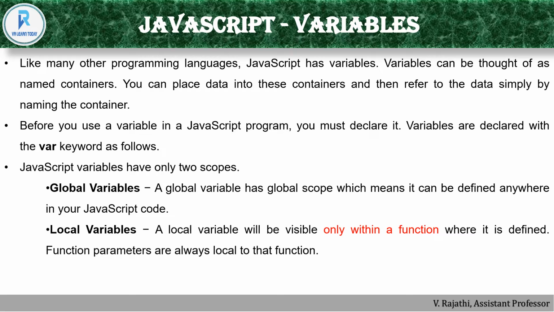So declaration is var. JavaScript variables have only two scopes: one is global and the other is local. A global variable has global scope, which means it can be defined anywhere in your JavaScript code. But a local variable will be visible only within the function where it is defined. Function parameters are always local to that function.